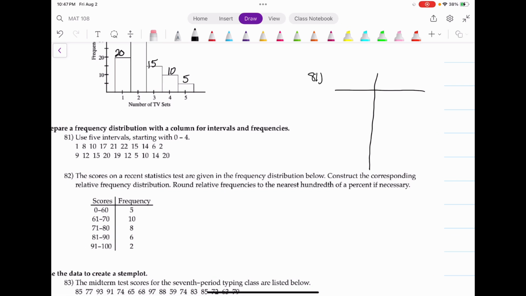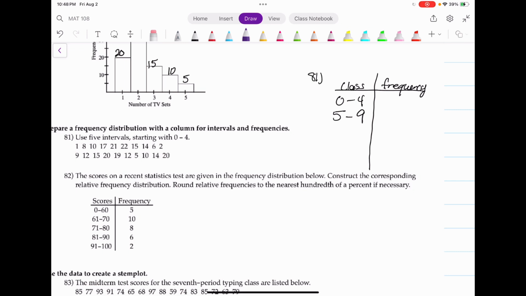And then we have our classes, and then we have our frequencies. It says start with 0 through 4, which means the next class has to start at 5 and end at 9. And the reason I know it's going from 5 to 9 is because of the following rules.